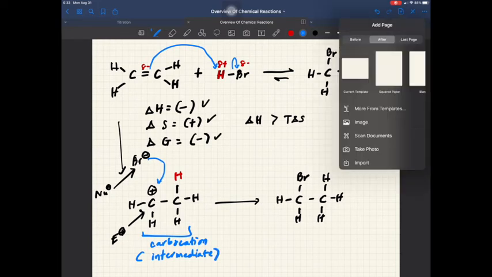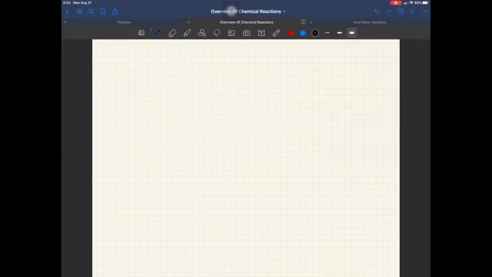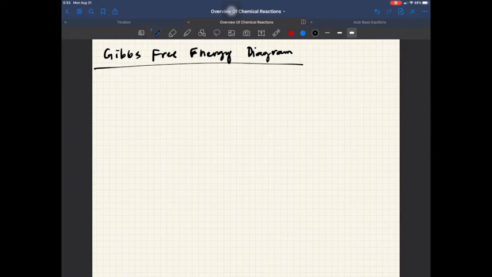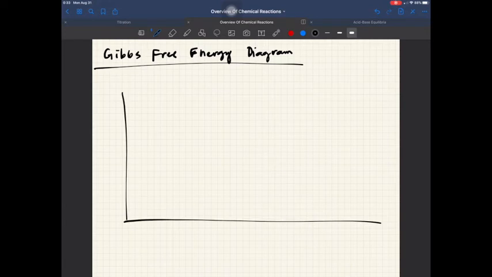Chemical reactions are represented by a Gibbs free energy diagram. So what is a Gibbs free energy diagram? A Gibbs free energy diagram shows the energy level or the energy state of your reactants, intermediates, and products during the course of your reaction. So the x-axis of your Gibbs free energy diagram is the reaction coordinate or time. And the y-axis represents the energy of your system.